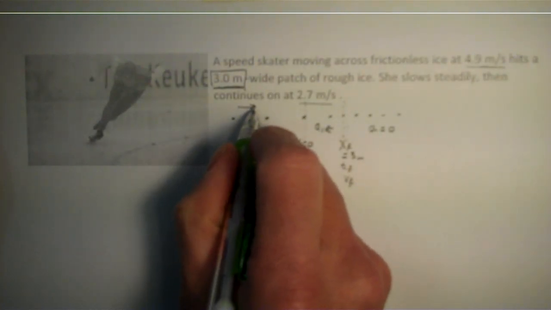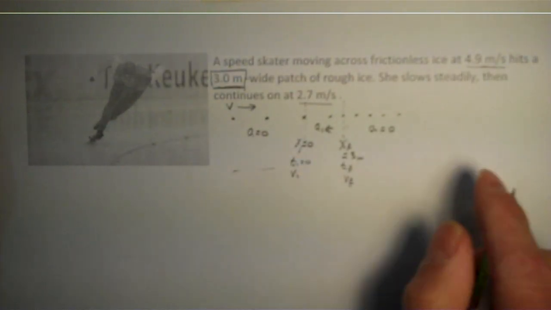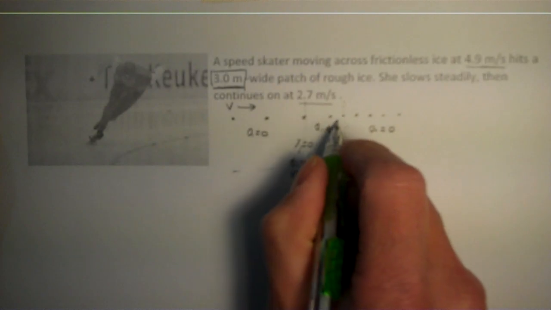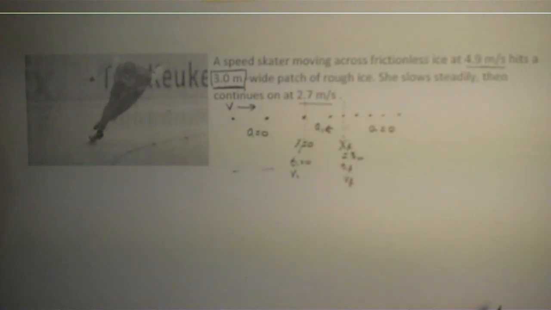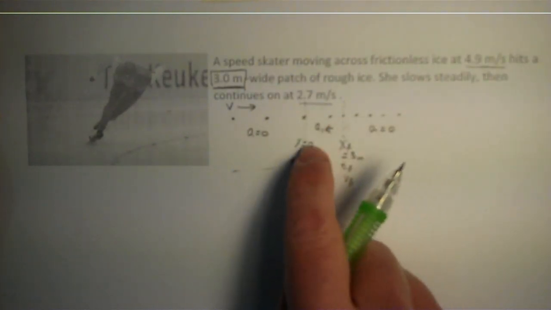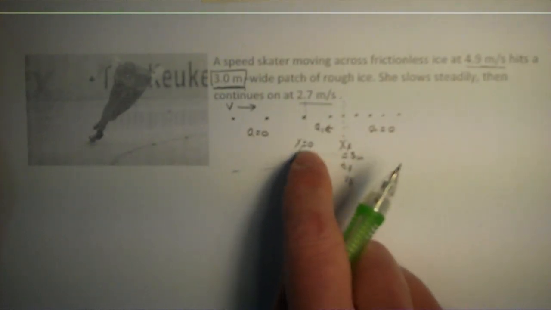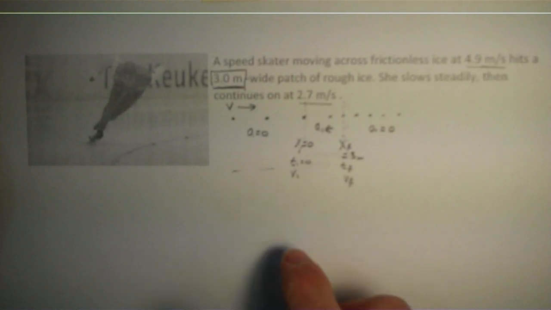The velocity is this way, to the right. This is where she starts from. This is where she decelerates. That's where she continues afterwards. This is the phase of motion that is important. So that's going to be my beginning of time and displacement.